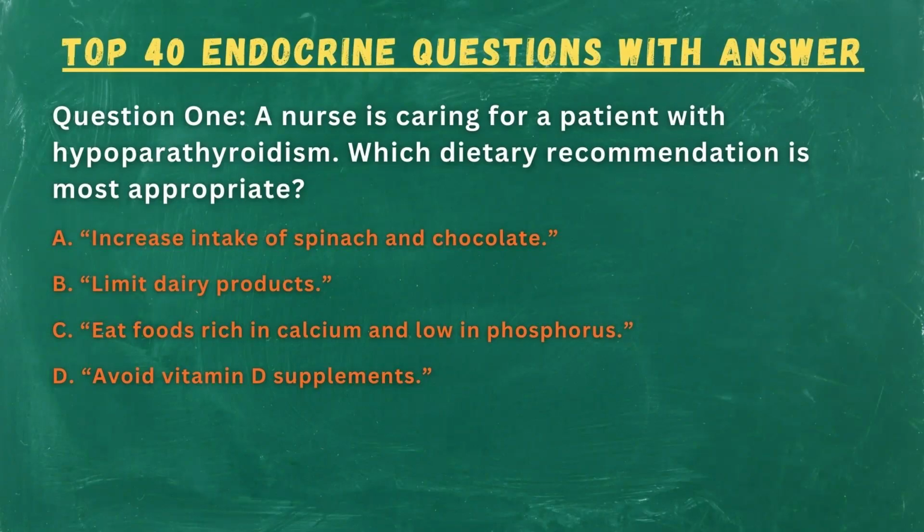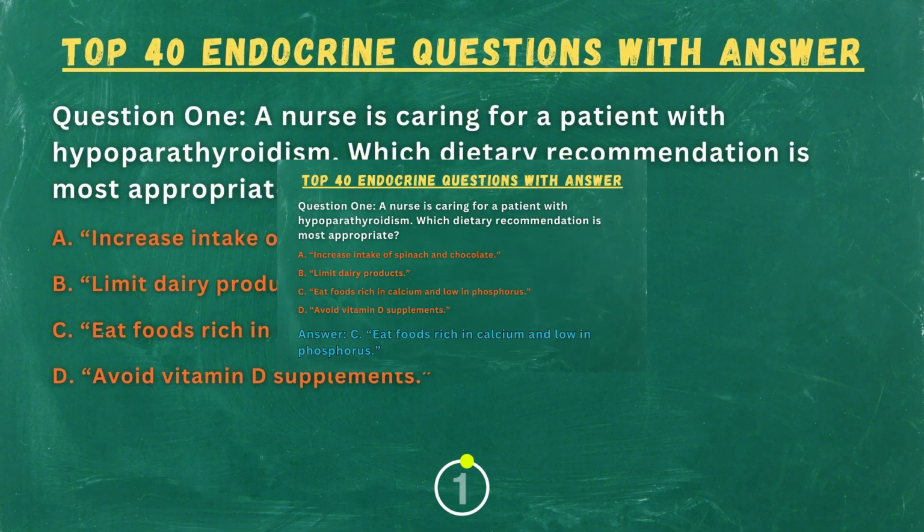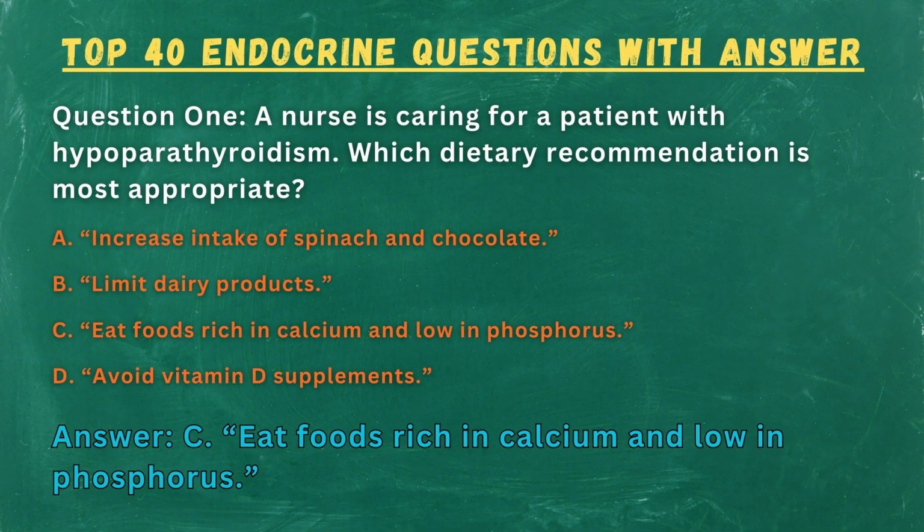Question 1. A nurse is caring for a patient with hypoparathyroidism. Which dietary recommendation is most appropriate? A. Increase intake of spinach and chocolate. B. Limit dairy products. C. Eat foods rich in calcium and low in phosphorus. D. Avoid vitamin D supplements. Answer: C. Eat foods rich in calcium and low in phosphorus.